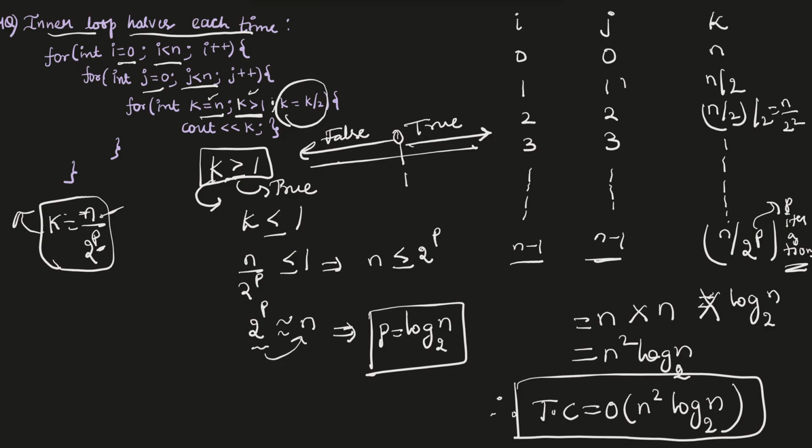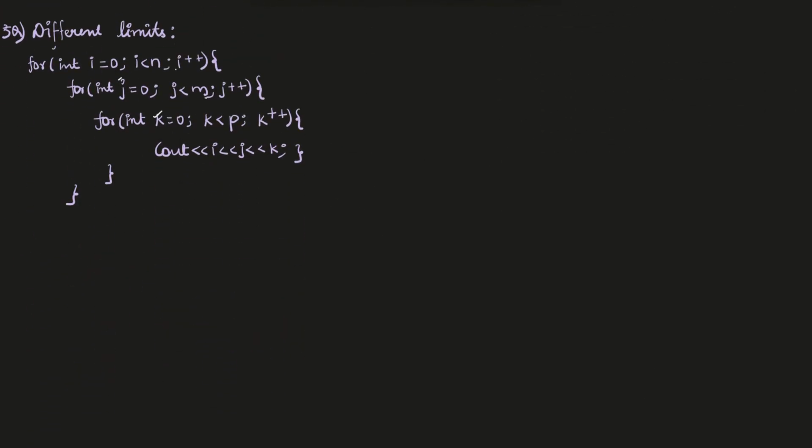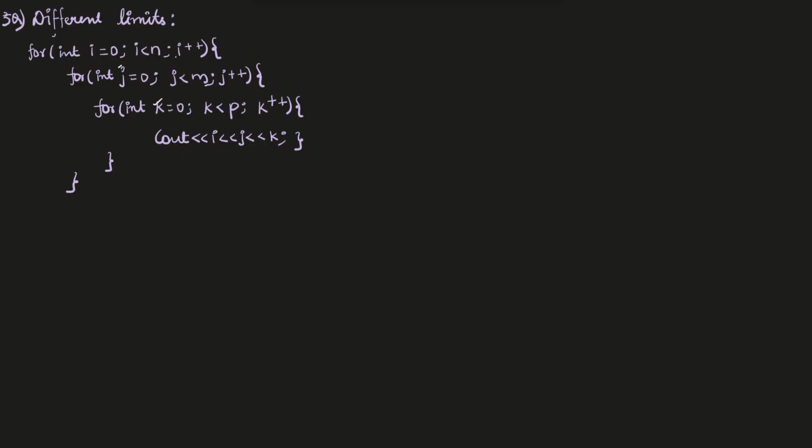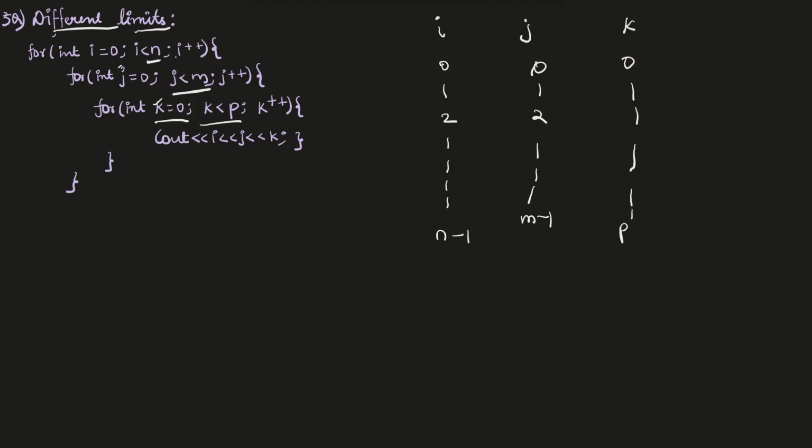Now let's see the next question. It is saying that it has different limits. See, the value of I goes from 0 to n, j goes from 0 to m, the value of k goes from 0 to p. So now let's see the same process. I, j, k. I starts from 0 and it goes up to n minus 1. J starts from 0 and it goes up to m minus 1. K starts from 0 and it goes up to p minus 1.